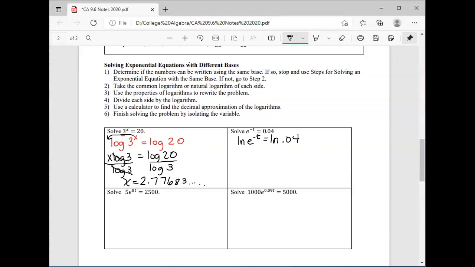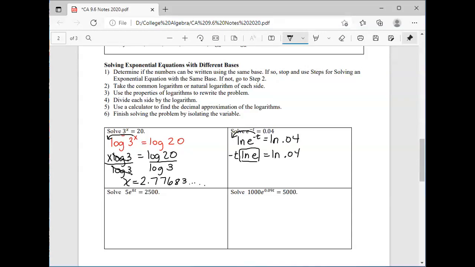There's that property that says if you're working with logarithms and it's an exponent, you can move that exponent down, and you would have negative T times the natural log of E is equal to the natural log of 0.04. I'm going to try to stay consistent because I don't want to confuse people, but you should recognize what the natural log of E is. What is that? 1, right? Okay, it is 1.